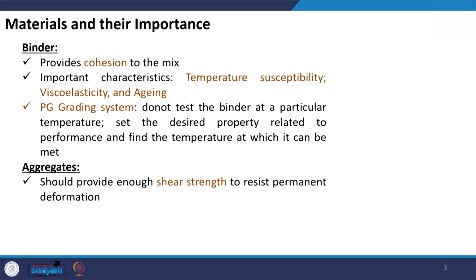If you try to imagine the hot mix asphalt, the aggregates are usually in point to point contact with each other, and they are interlocked with each other. Their main purpose is to provide enough shear strength so that the mix can resist permanent deformation, or the movement of the particles. It should not move under the action of load. That is why proper shear strength within the mixture is very important.